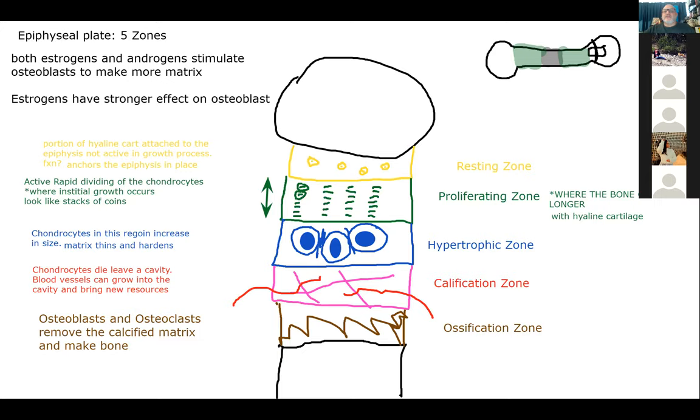All righty, excellent. I think I saved that, but I'll save it one more time just to make sure. I did. So what we need to talk about next is growth in width. As we talked about originally, growth in width occurs via appositional growth.